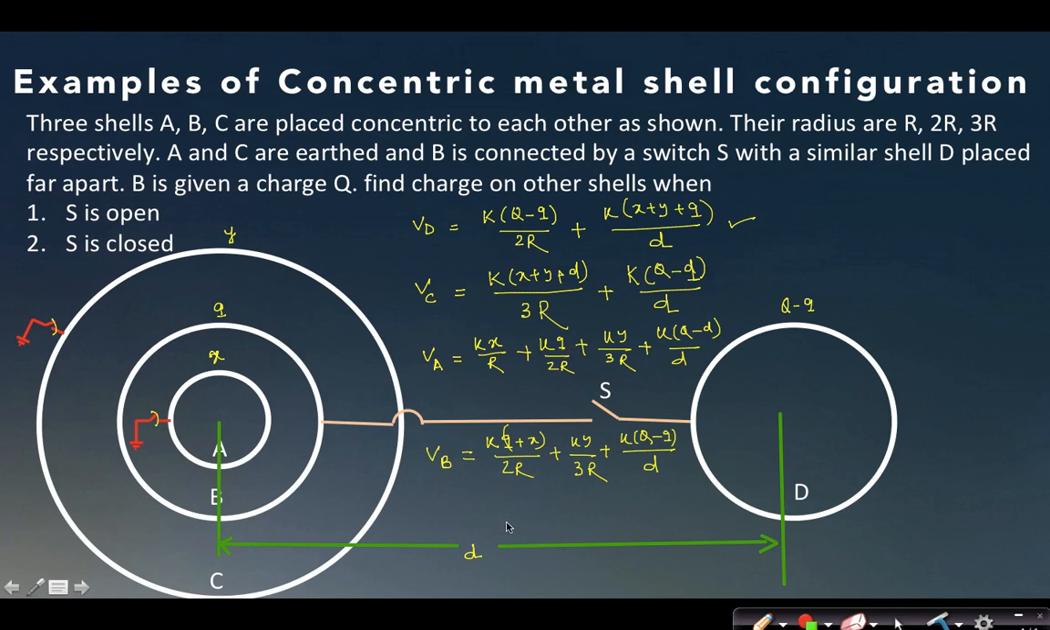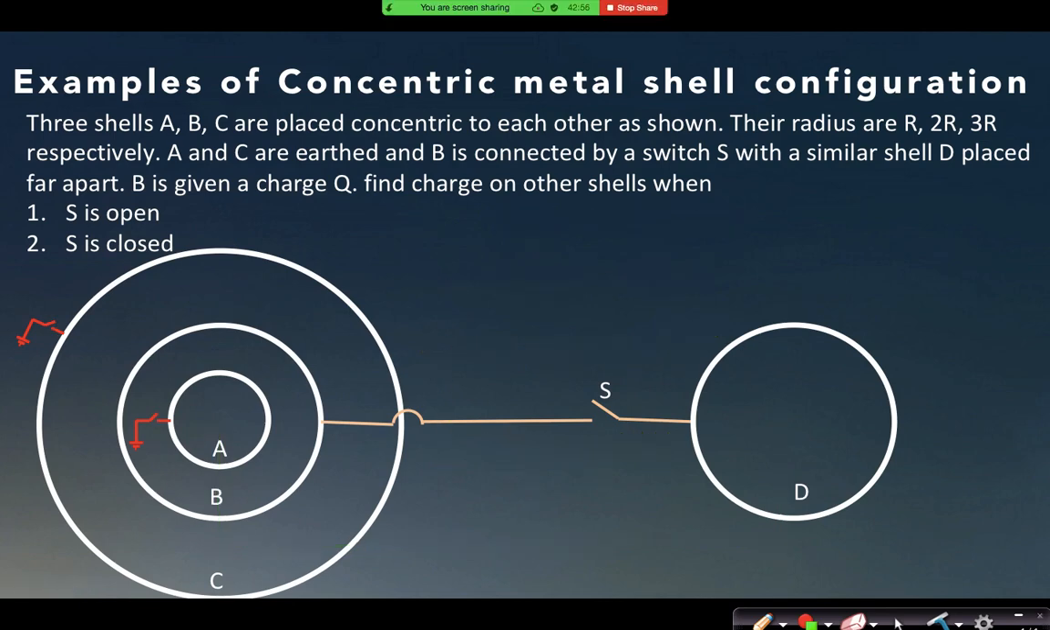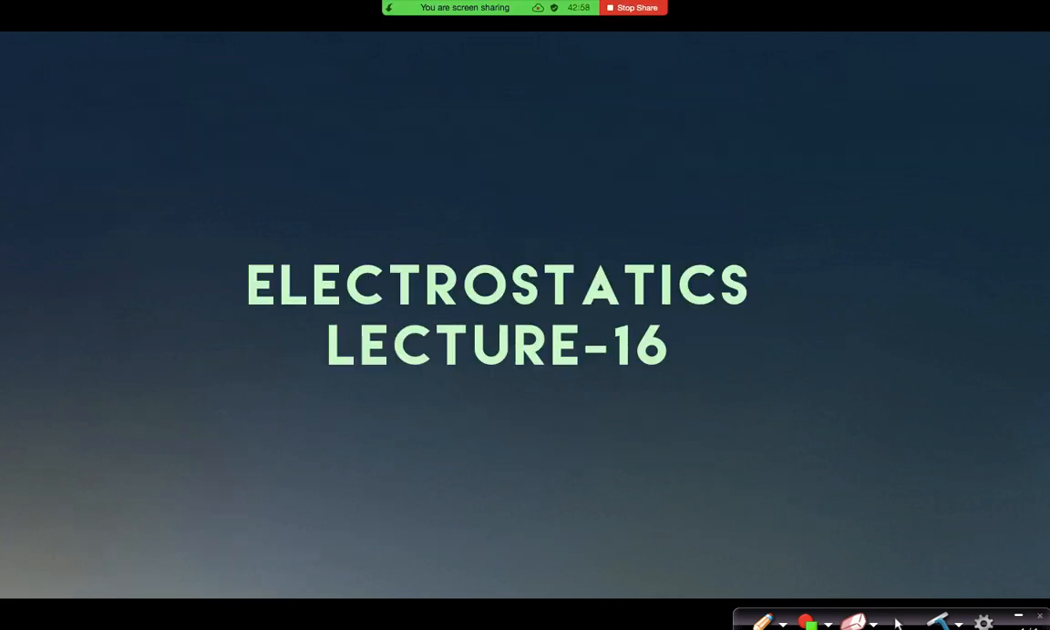So there are a few limitations of these calculations: even if I am placing the shells close, the charge distribution on the outer surface of the outer shell C and shell D is uniform. In that assumption only I can write all these values. Alright, so this was all about the configuration of concentric metal shells. Now in electrostatics lecture 16 we will discuss parallel plate configuration.